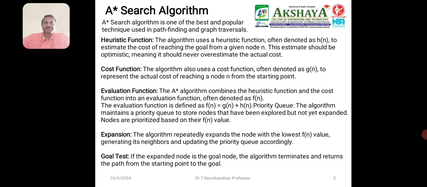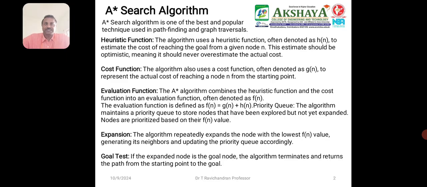The heuristic function. The algorithm uses a heuristic function, often denoted by h of n, to estimate the cost of reaching the goal from the given node n. The estimation should be optimistic, meaning it should never overestimate the actual cost. Never overestimating the cost is the 2 marks question: what is the admissible heuristic function? Never overestimation of the actual cost. That is the admissible heuristic function.